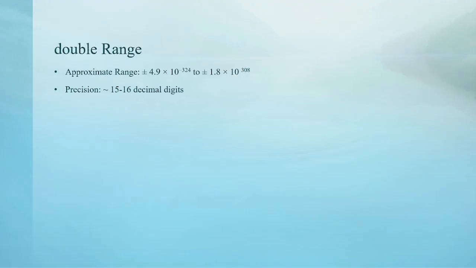Double range: just like a float, we should not use the integer range formula for the double. Double uses the IEEE 754 floating point representation. It can represent extremely small and extremely large decimal values. Its approximate range is plus or minus 4.9 into 10 raised to minus 324 to plus or minus 1.8 into 10 raised to 308. Again, you don't need to memorize these numbers. The important thing is to understand that double has a very large range and approximately 15 to 16 digits of precision.